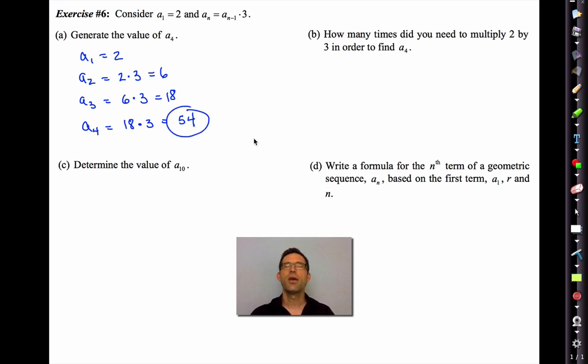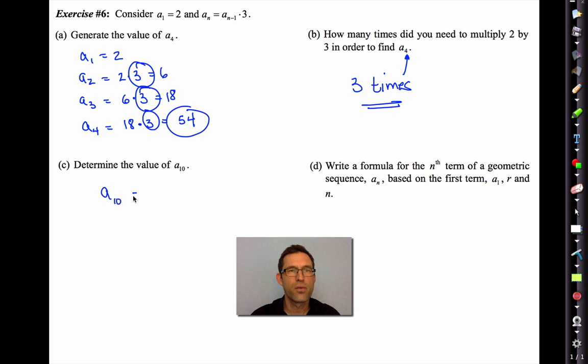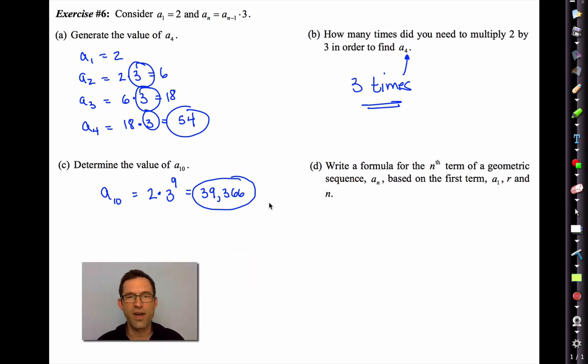Now there's my answer. But more importantly is letter B. How many times did you need to multiply 2 by 3 in order to find a4? Well, I did it here, here, and here. So 3 times. And just like before, that's one less than you might first think. To get to a4, we only have to multiply by our common ratio 3 times. So a10 will be 2 times 3, not to the 10th, but to the 9th. Now, regardless, that is a large number. It's 39,366. Geometric sequences where r is greater than 1 tend to grow very large very fast.